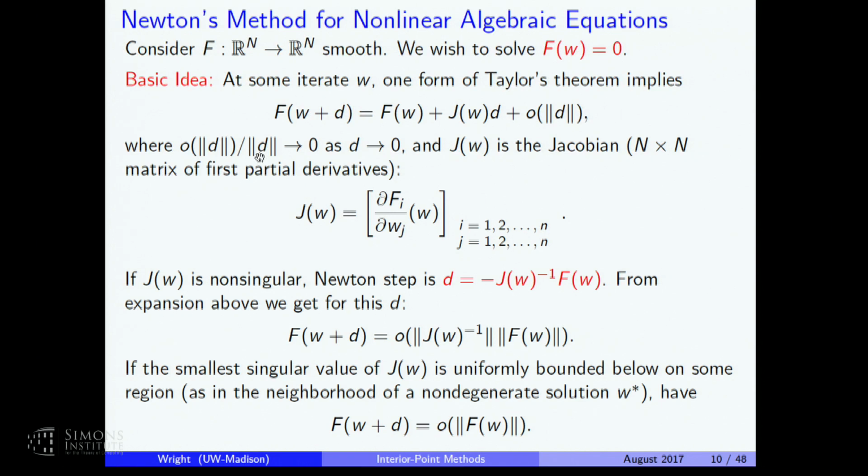If the Jacobian is non-singular at the solution, and you're close to the solution, w star say, then the inverse of the Jacobian is upper bounded. And so this little o of d term turns into a little o of f of w term. What does that mean? That means after you take the Newton step, you manage to reduce f of w to little o of f of w. So you get superlinear convergence. And if everything's smooth enough, it's going to actually be quadratic convergence, okay?